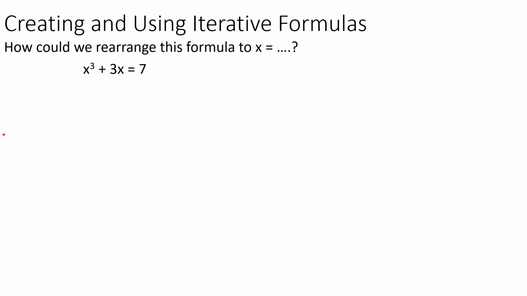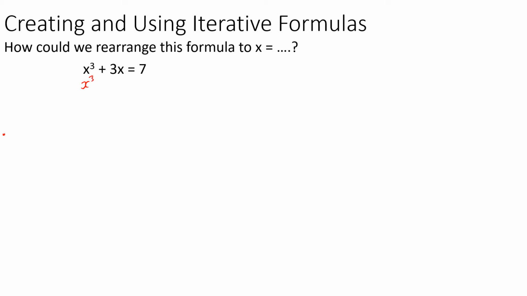One thing we can do is look at an equation we're trying to solve and rearrange it so it says x equals. Looking at this equation here, there's 2 ways we could do that. We could subtract the x cubed and then divide by 3, or we could subtract the 3x and then take a cube root. Both of those should actually work, so it's worth talking about both of them.